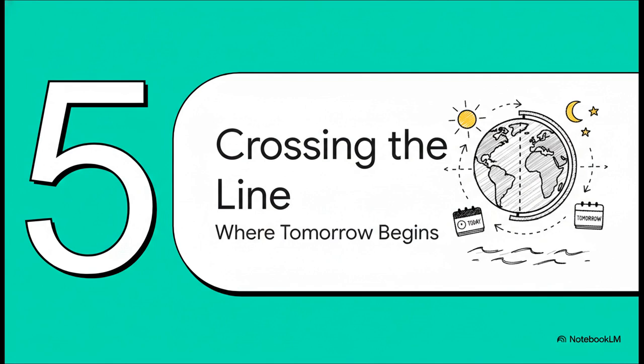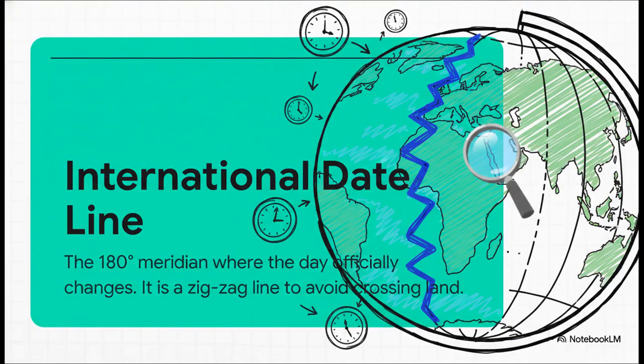For our last stop, we need to go to the exact opposite side of the world from Greenwich to a very strange, almost magical line where today literally flips over and becomes tomorrow. This, my friends, is the International Dateline. It's the 180-degree meridian, and it's where the calendar day officially changes. But you'll notice it's not a straight line at all, is it? It zigs and zags all over the place, and there's a good reason for that. It's carefully drawn to avoid cutting through any countries. Could you imagine the chaos if one side of your town was on Tuesday and the other was on Wednesday?